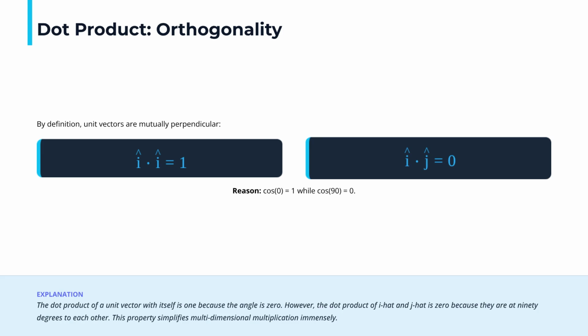For orthogonal unit vectors, the dot product of a vector with itself is 1, since cosine of 0 is 1. The dot product between perpendicular unit vectors, like i hat and j hat, is 0, since cosine of 90 is 0.